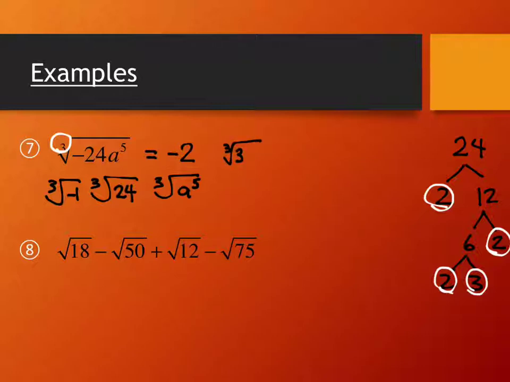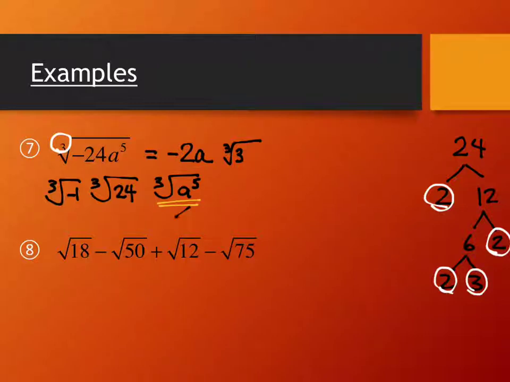All right, the last piece is the a to the 5th. So how many a's are actually underneath my radical? 5. How many do I need in order to pull something out? 3. So when I pull something out, I only pull out one of them, because I'm taking out the cube root of a cubed, which is a.